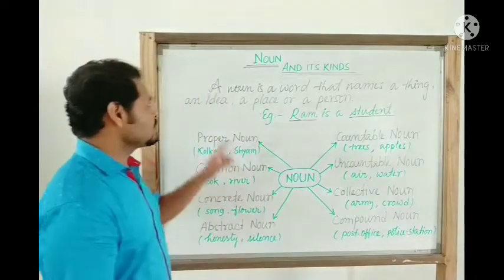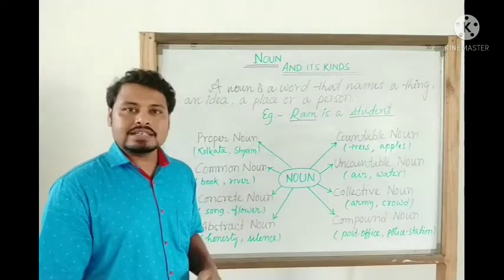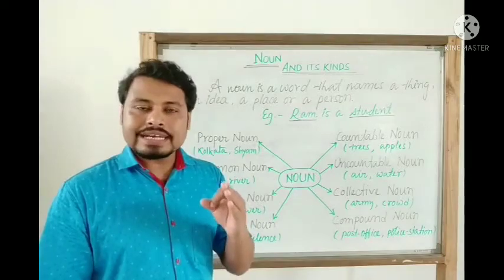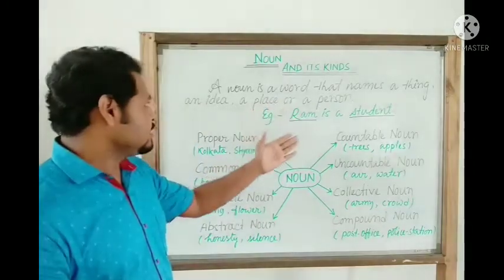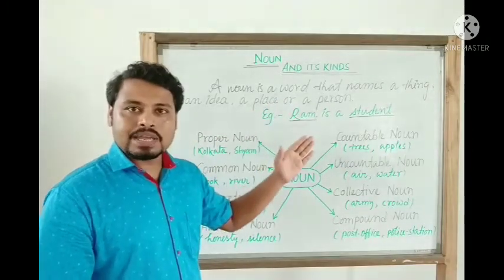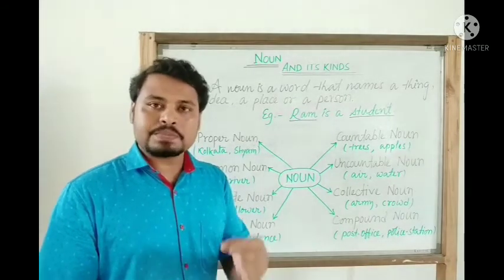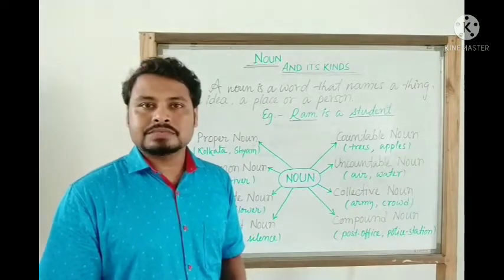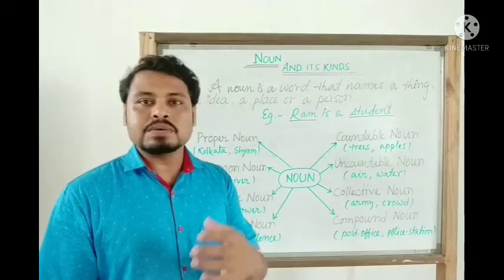As you can see, a noun is a word that names a thing, an idea, a place or a person. So that means noun is a naming word that names either a thing or an idea or a place or a person. So through noun we can express the name of any of these things. In very simple words, noun denotes a name, or a noun is a naming word.